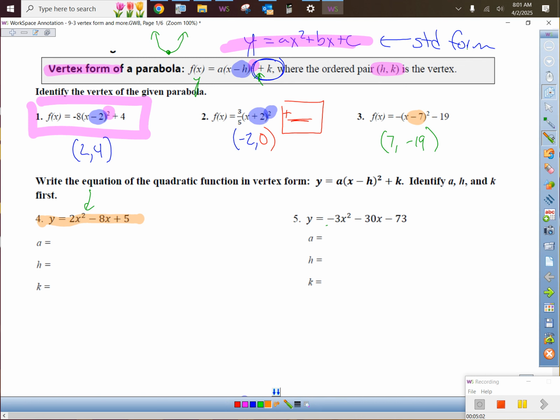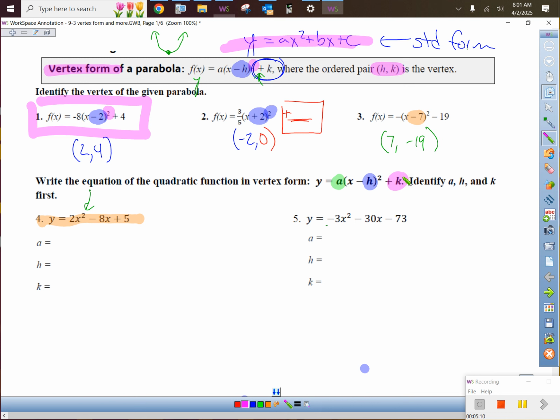There are 3 ingredients you need to know. You need to know A, you need to know H, and you need to know K. We need to know all 3 of these. And what's wild to me is the hardest one for most students is A. It's like, well, how do you find A?